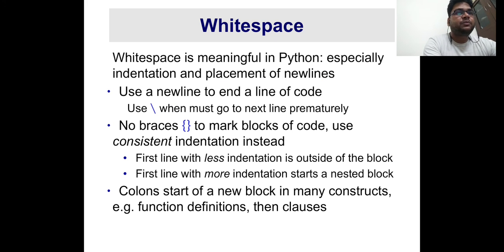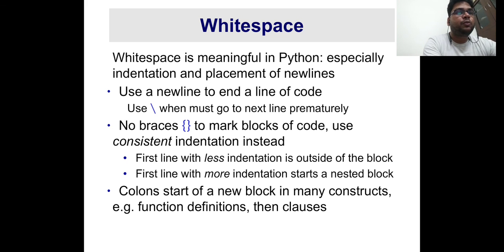White space is meaningful in Python, especially indentation and placement of new lines. Use a new line to end a line of code. Use a backslash when you must go to the next line prematurely. No braces mark the block of code; use consistent indentation instead. The first line with less indentation is outside of the block, and the first line with more indentation is nested under a nested block.